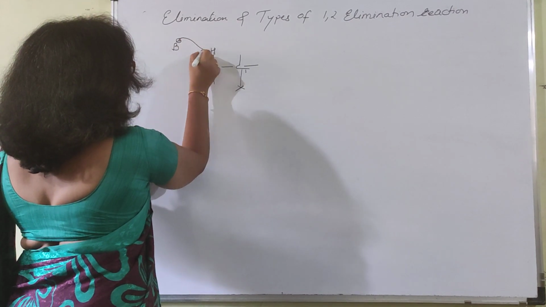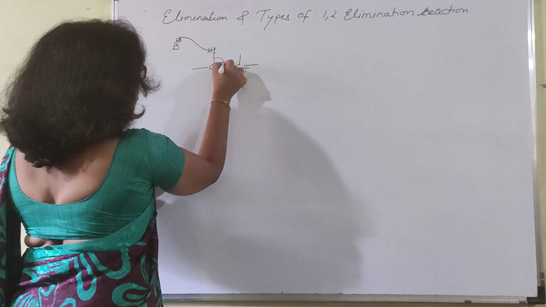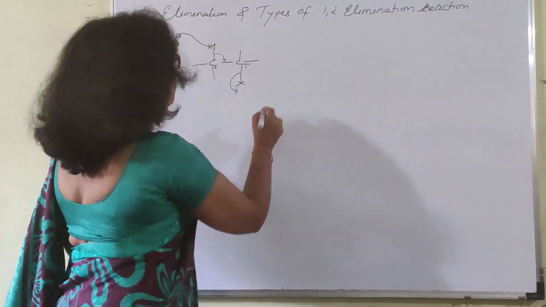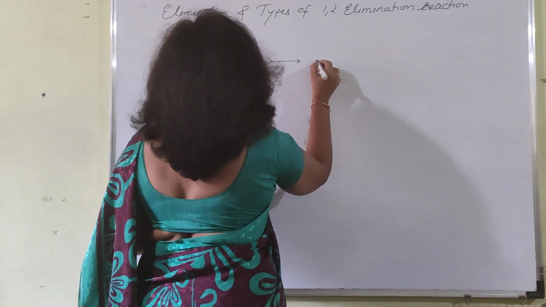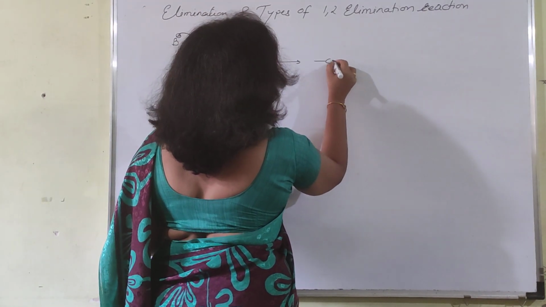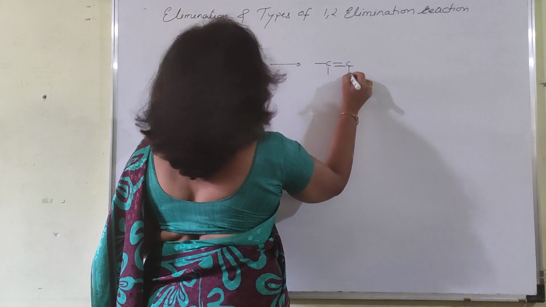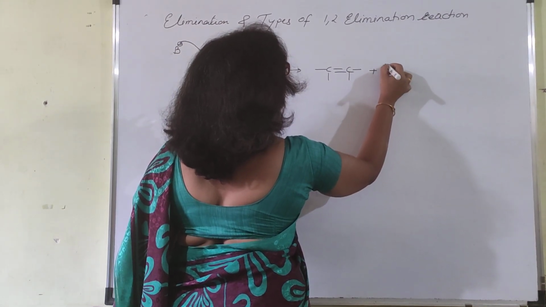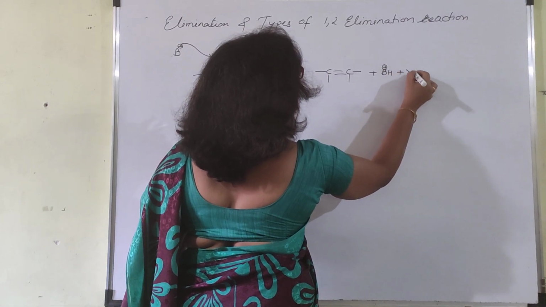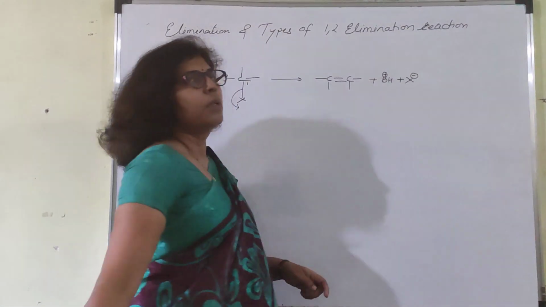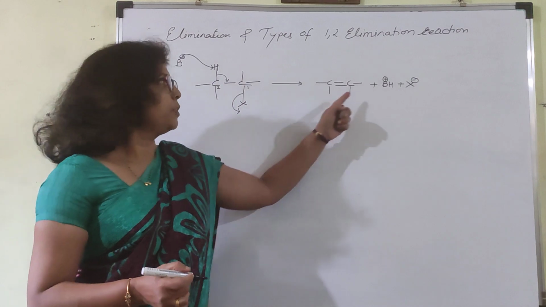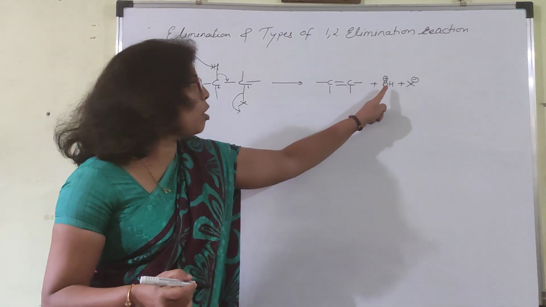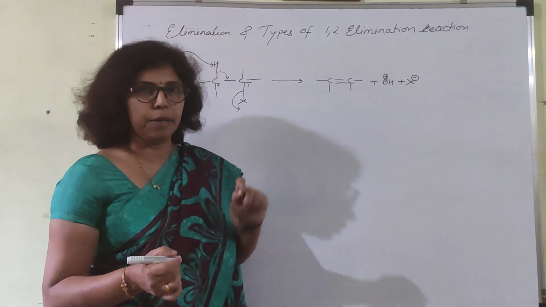So the base will abstract the proton, followed by formation of a pi bond and loss of the leaving group, giving you the product. This is the reaction which takes place. So there is a high degree of unsaturation with loss of elemental composition in it.